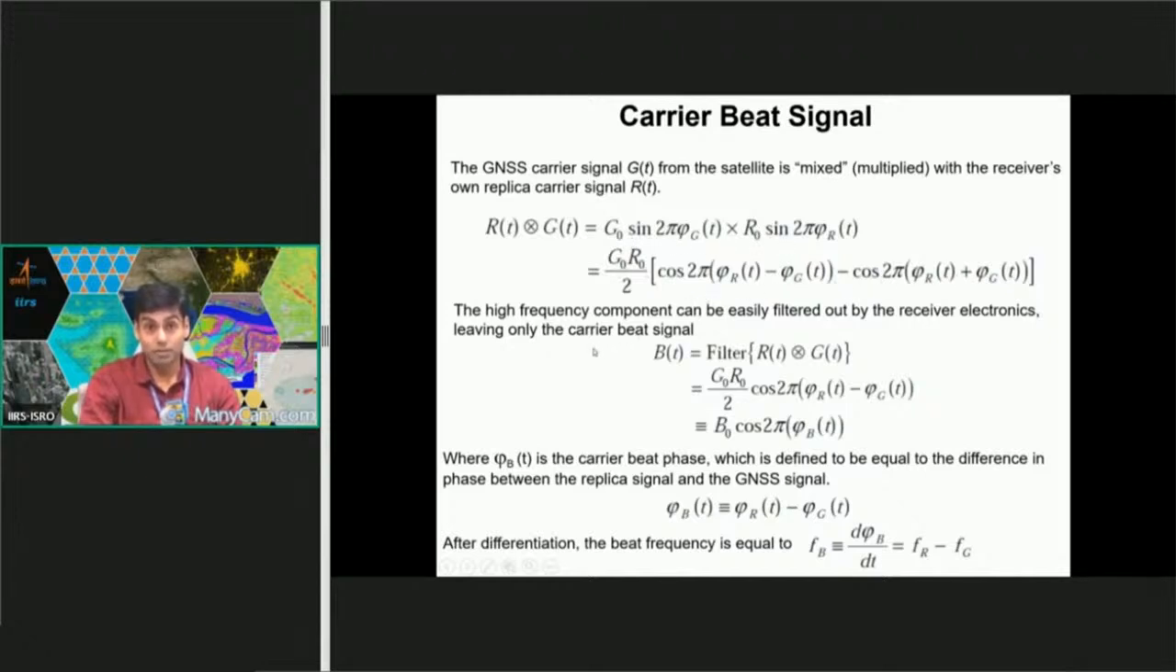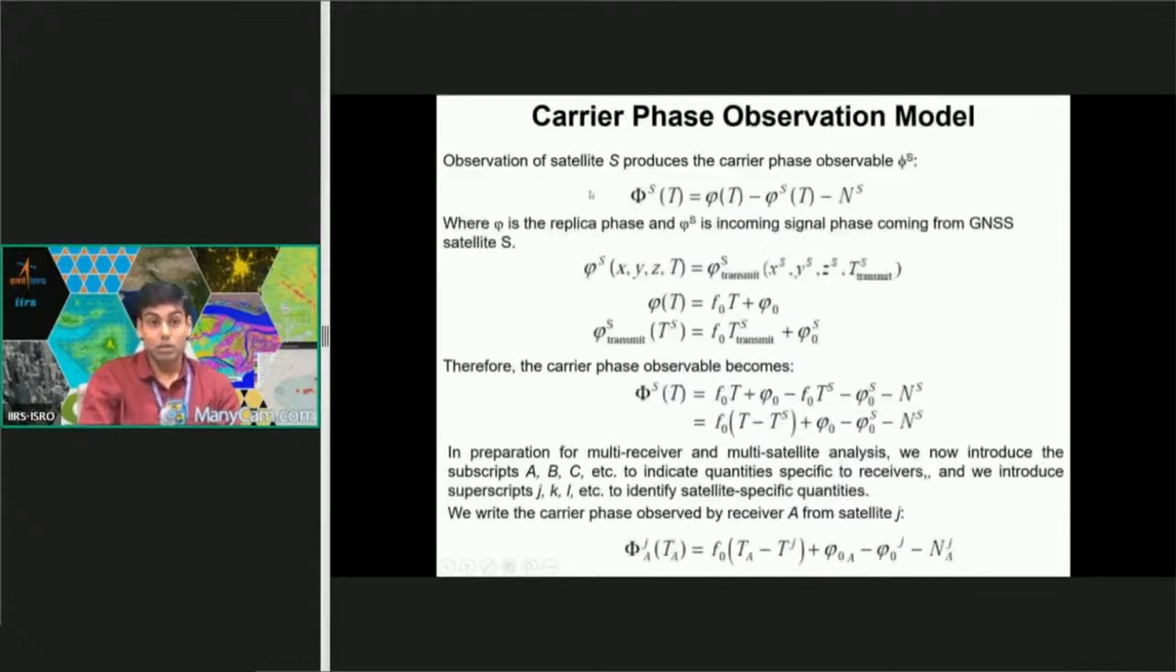We know the trigonometry, so we have to apply a filter to remove the higher frequency component. Once we apply the filter to this formula, we will get this component only. It will remove the other, and finally we will get this. And phi b is nothing but your phi r minus phi t, so f b is equal to f r minus f t.